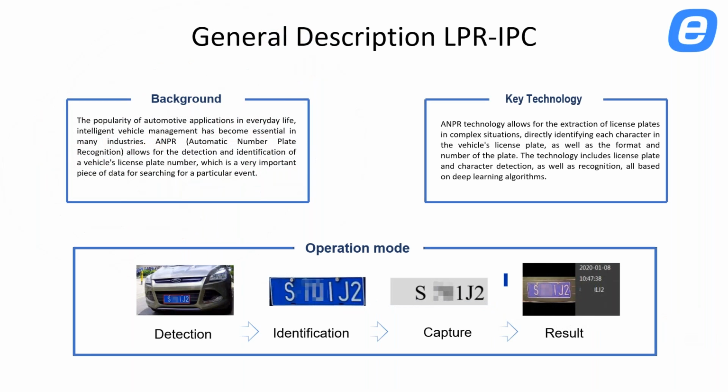So, a general description of the LPR IPC. What IPC means is that it's going to be an IP camera, and LPR is license plate recognition. There's a couple versions of this function. There's LPC, which is license plate capture, which is completely different from LPR. The capture is just a regular camera. Any camera can do it.